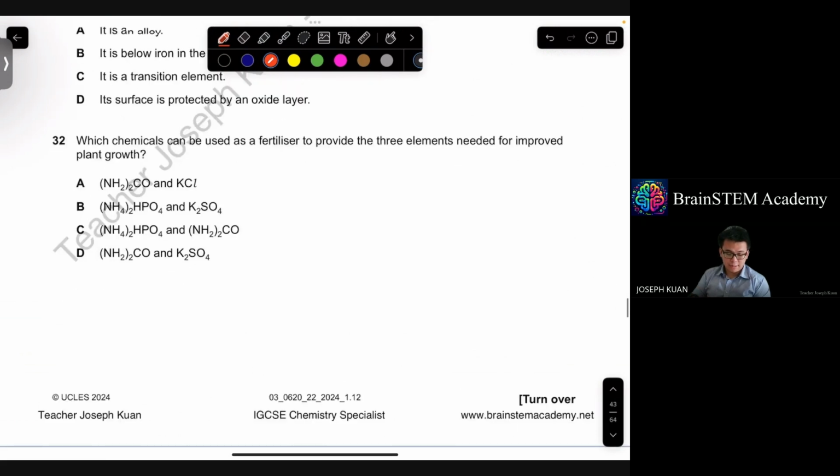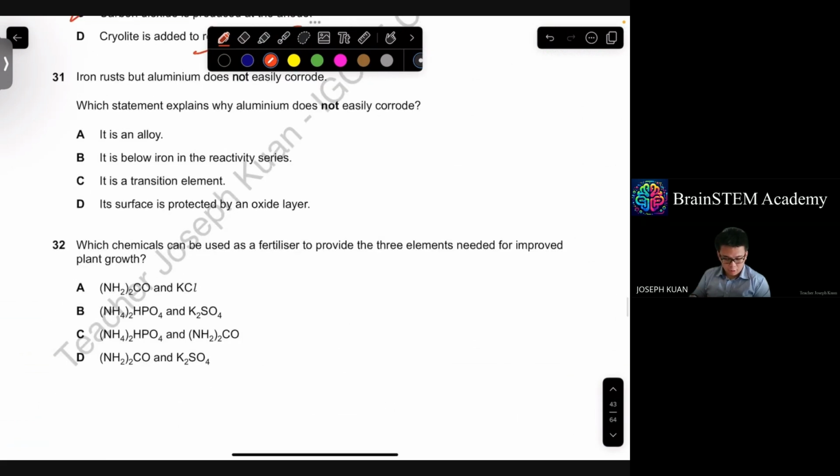31. Iron rusts, but aluminium doesn't easily corrode. Which statement explains why aluminium does not easily corrode? Its surface is protected by an oxide layer. That's why.